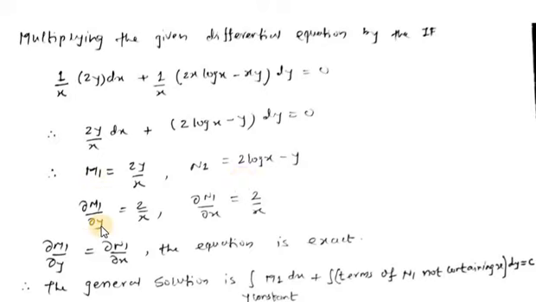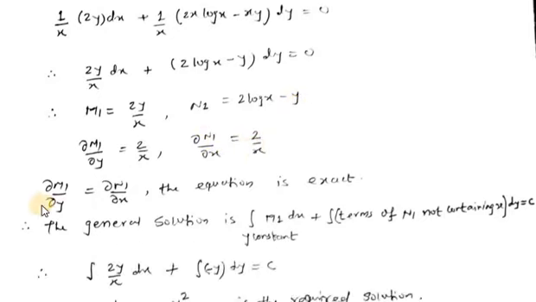So del M1 by del y is equals to 2 by x, because derivative of y is 1 and 2 by x is constant, and partial derivative of N1 with respect to x, that is del N1 by del x, 2 as it is, and derivative of log x is 1 upon x and y is 0. So del N1 by del x is 2 by x. So we have del M1 by del y equals to del N1 by del x. So we can say that the given equation is exact after multiplying it by IF.